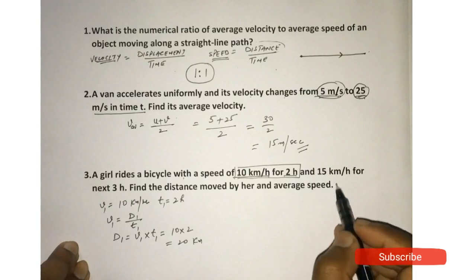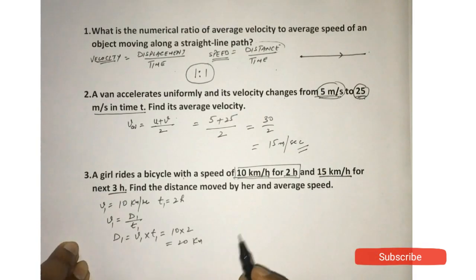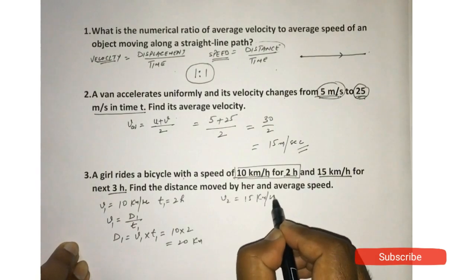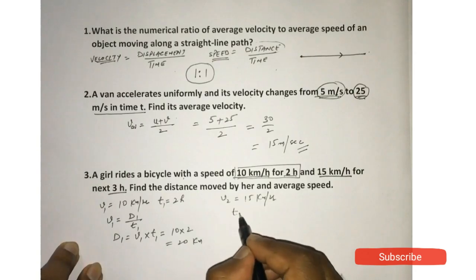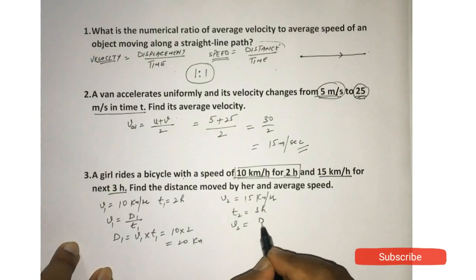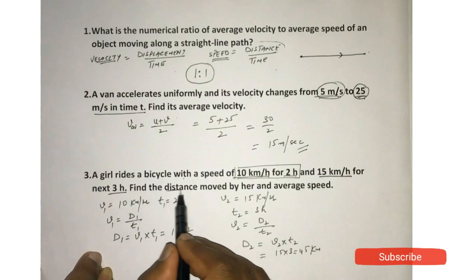Clear? Next, and 15 kilometers per hour for the next 3 hours. Means V2 is 15 kilometers per hour. Fine. And time is 3 hours. In this case, V2 is D2 upon T2, or you can say D2 is equal to V2 into T2. It becomes 15 into 3, 45 kilometers. Clear?